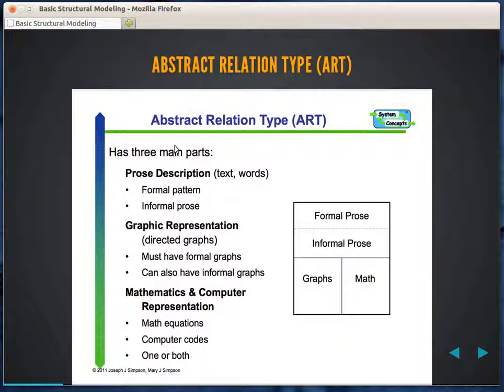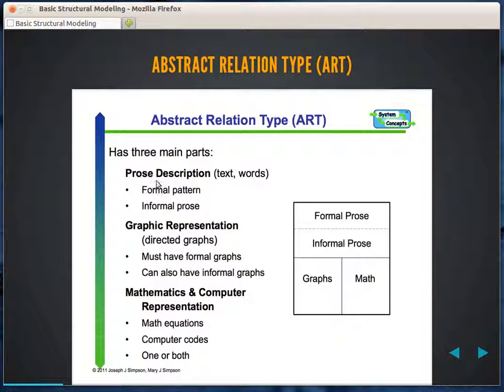So an abstract relation type has three main parts. It has a prose description of words. You can have a formal pattern. It can have an informal pattern. But you need to have a textual description, a fairly formal description of what this specific art does. It needs a graphic representation. It needs directed graphs, that's formal graphs. It can also have informal graphs. And then mathematics and computer representation. You have math equations, computer code, one or both.